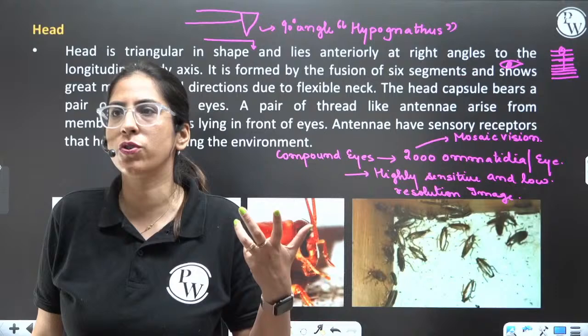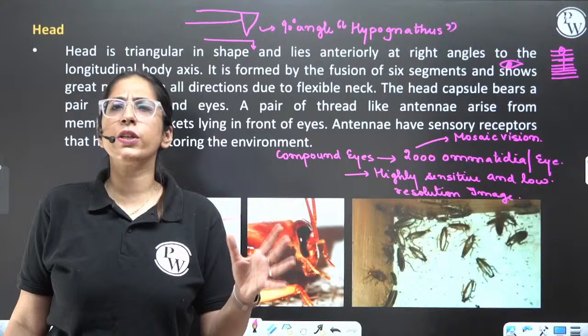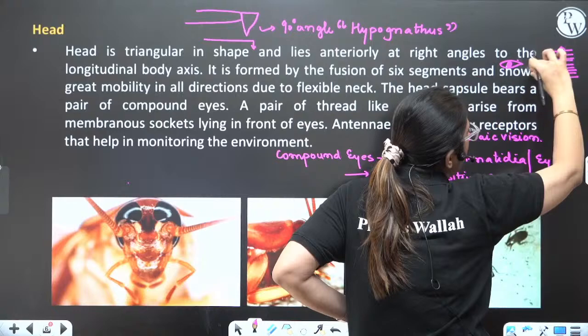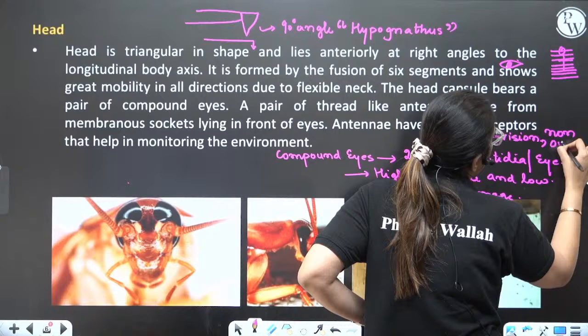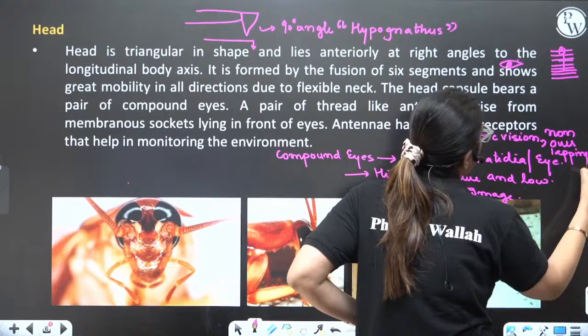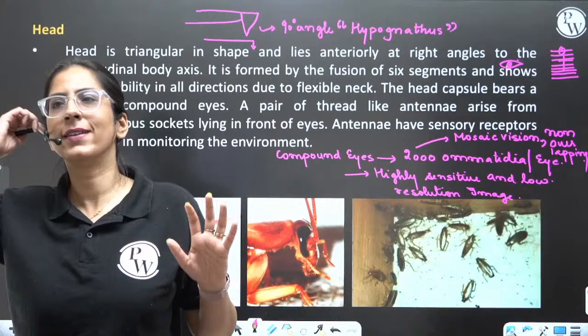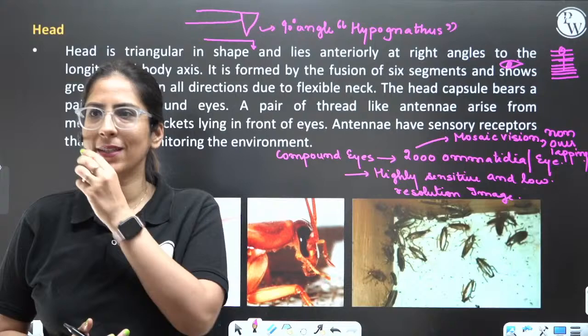So they have low resolution. One very important question which has been asked in NEET: what type of image does it produce? You should know it is a mosaic image and they are non-overlapping. An individual image will be produced for each and every segment of your body, non-overlapping. They also have a simple eye, which has no function, but they have compound eyes also. Cockroach is an insect only.